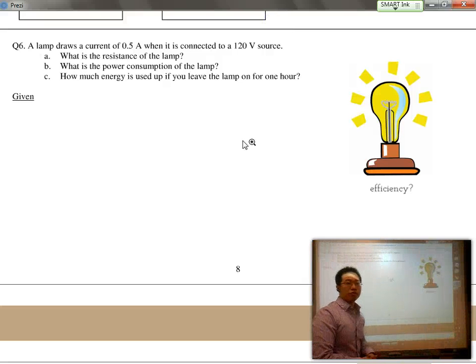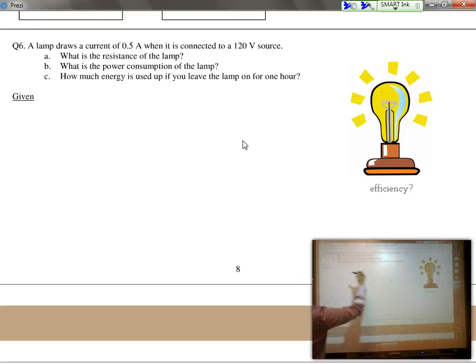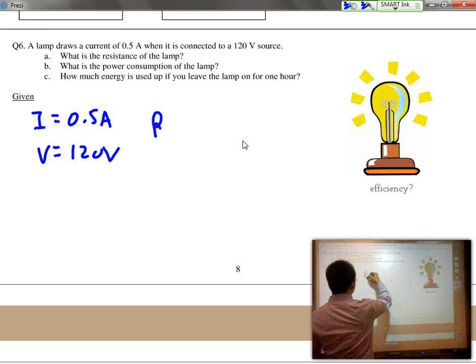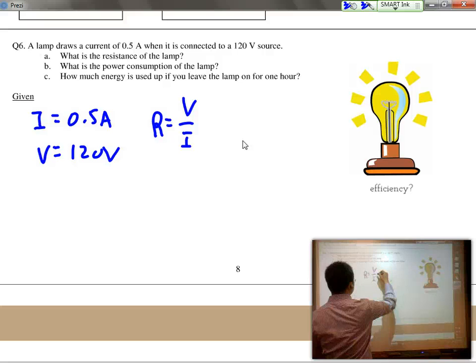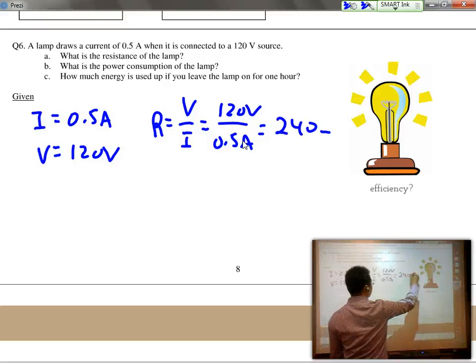A lamp draws a current of 0.5 amps when connected to a 120 volt source. So I is equal to 0.5 amps. V is equal to 120 volts. They ask what is the resistance of the lamp. That's our original formula. R is simply equal to V over I. So it equals 120 volts over 0.5 amps, which equals 240 ohms.